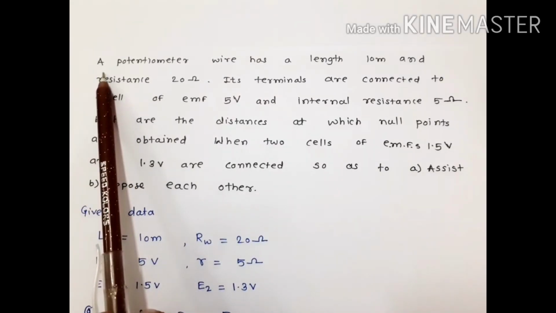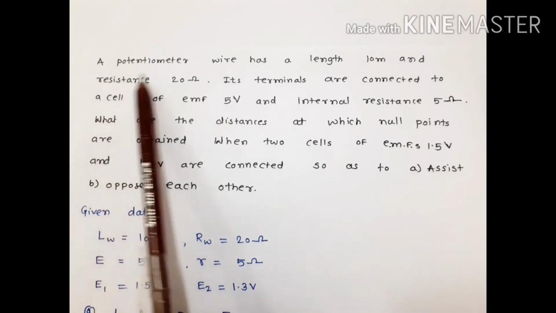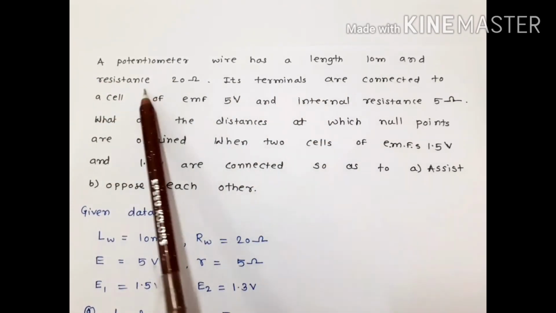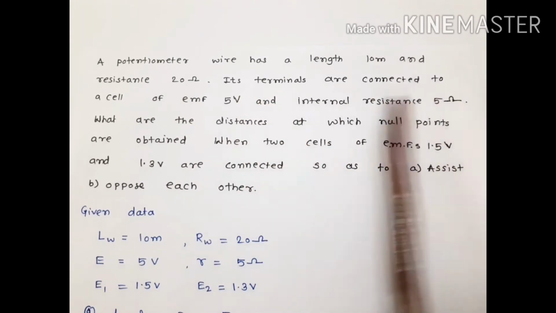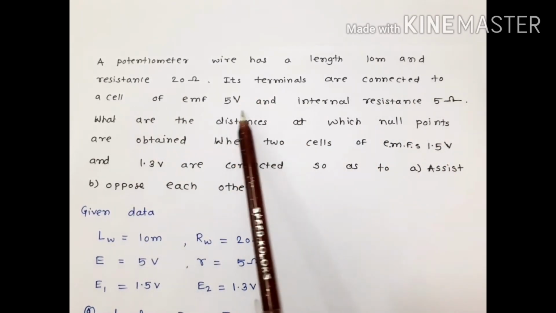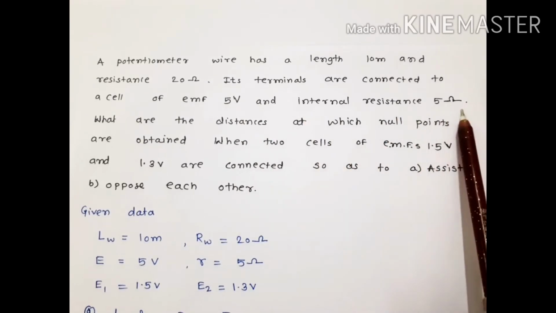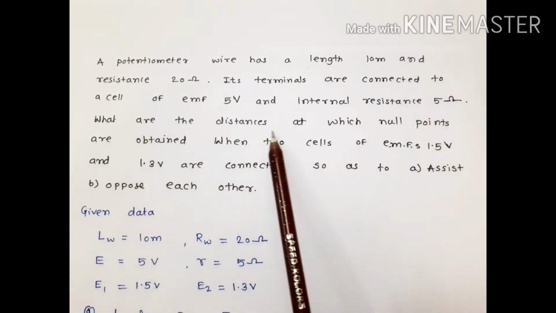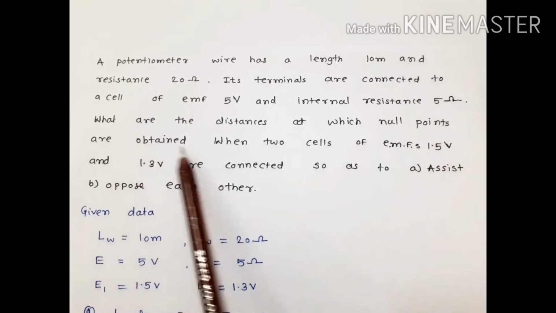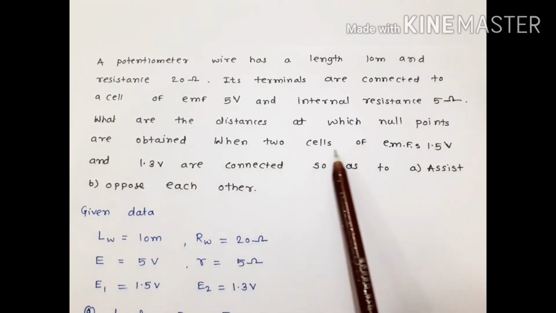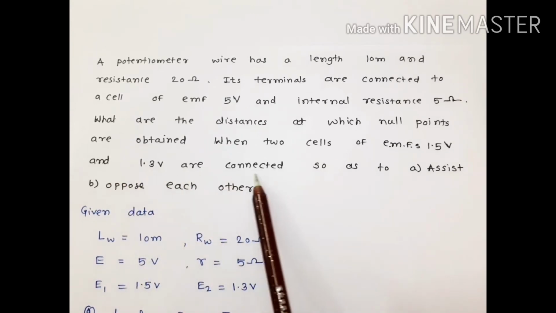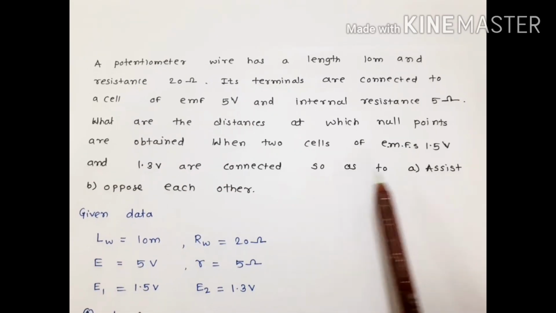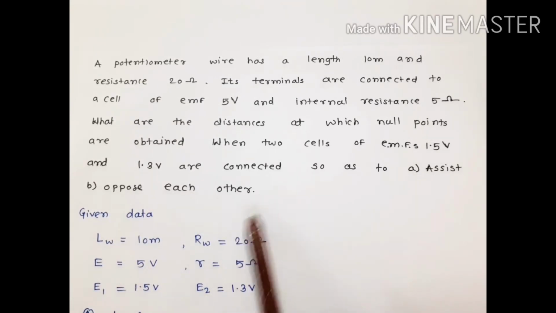Now let us see another problem. A potentiometer wire has length 10 meter and resistance 20 ohm. Its terminals are connected to a cell of EMF 5 volt and internal resistance 5 ohm. What are the distances at which null points are obtained when cells of EMF 1.5 volt and 1.3 volt are connected so as to (a) assist, (b) oppose each other?